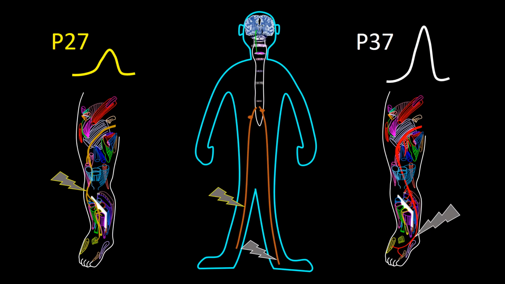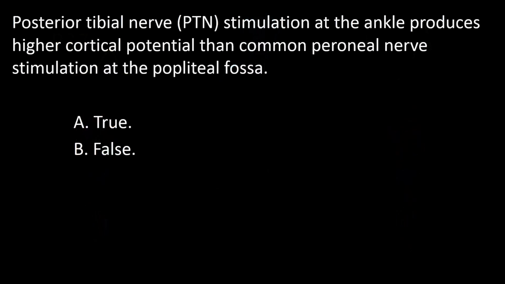Despite the common peroneal nerve being a thicker nerve at the popliteal fossa than the posterior tibial nerve at the ankle, the cortical potential generated by stimulation of the posterior tibial nerve at the ankle has a higher amplitude than the cortical potential generated by stimulation of the peroneal nerve at the popliteal fossa. So the answer to this question is A.